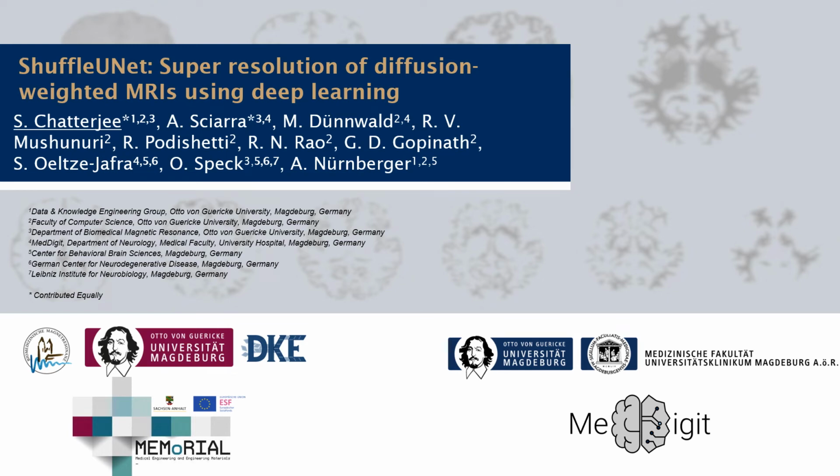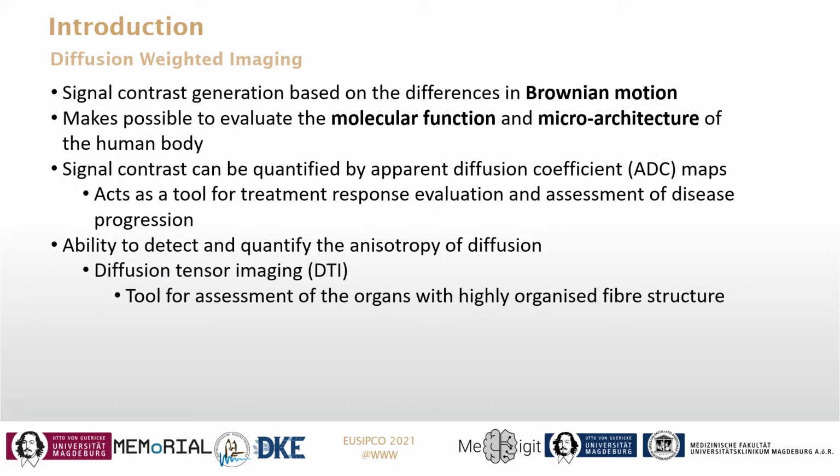Hello, I'm Shaumik, and I'll be presenting our work, ShuffleUNet: Super Resolution of Diffusion-weighted MRIs using Deep Learning. Diffusion-weighted imaging, or DW-MRI, is a method of signal contrast generation based on the differences in the Brownian motion. With the help of this, it is possible to evaluate the molecular function and microstructure of the human body.